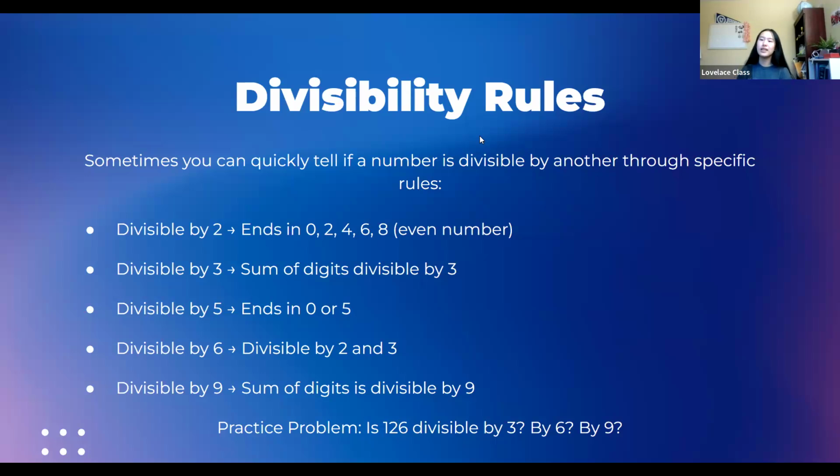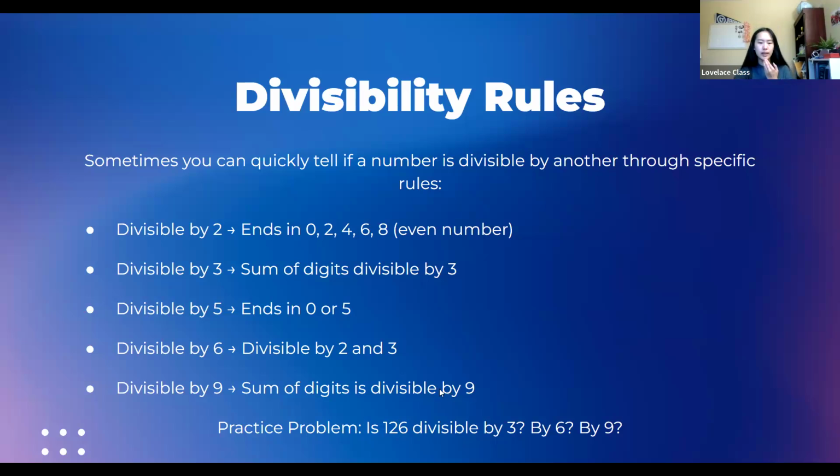For 6, I wouldn't say this is a divisibility rule, but we know that 6 equals 2 times 3. So something is divisible by 6 if it's divisible by both 2 and 3. So it has to be an even number and its digits add up to some multiple of 3. So that's not really the divisibility rule, but it's good to know. And you can do this with many different factors.